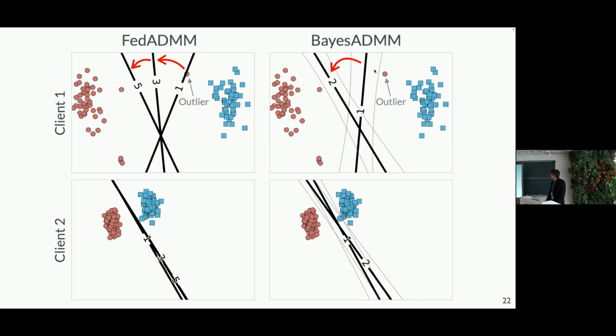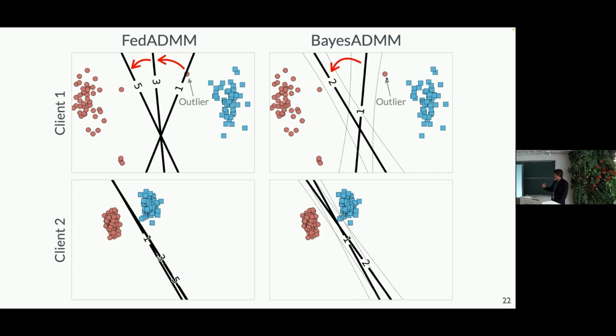With the Bayesian training, you get these gray dashed lines. So it's kind of wary already of this outlier. It says, okay, maybe the solution is here, but I'm actually a bit uncertain. And then in a single communication round, it can adapt to the correct solution, just because it's more open-minded about this outlier here.